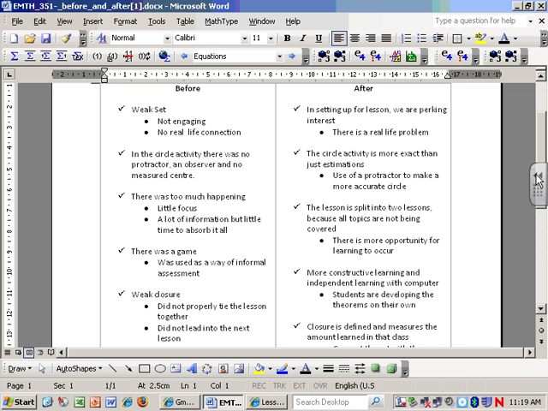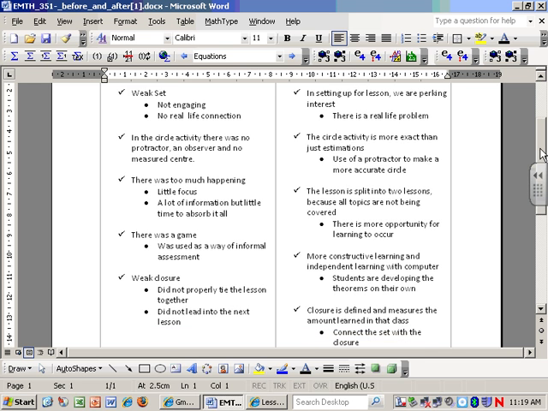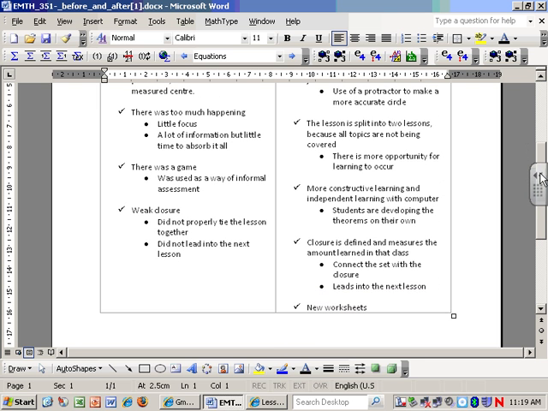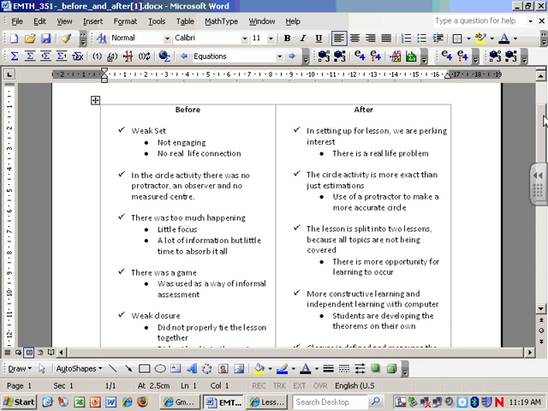And we also had a week closure. We didn't properly tie the lesson together, and it didn't lead into the next lesson. We just threw some questions at the kids and said, hey, there you go. Kids, I mean you guys, I guess. Just work on it, figure out the questions, and it just wouldn't have been very meaningful for them. So yeah, it wasn't good.